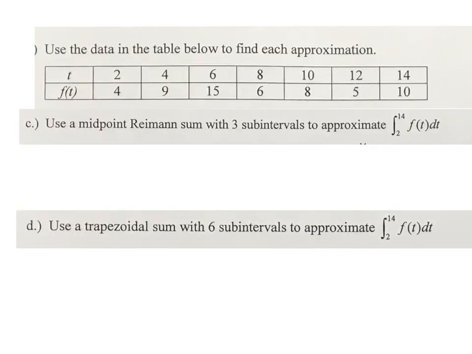Okay, and then part C asks us to use a midpoint Riemann sum with 3 subintervals to approximate the integral. So let's break this up into the 3 subintervals again. 1, 2, 3. Now, delta x every time is going to be 4. For each of our rectangles, the width of our rectangle is the change in x. It's constant, it's 4. And then for our height, we're going to use these midpoint values in each interval.